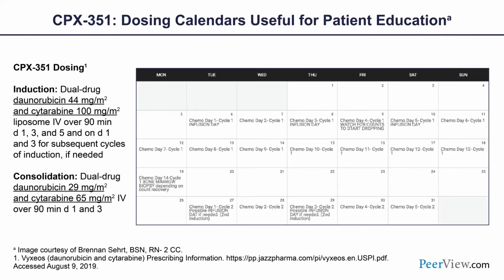So like I said, the first thing I start off with is the calendar. So for this one, we would actually start the induction and it would be on chemo days 1, 3, and 5. And then if they were to need another boost of induction, we could do it on days 1 and 3. And then for the consolidation, we would also do it on chemo days 1 and 3.